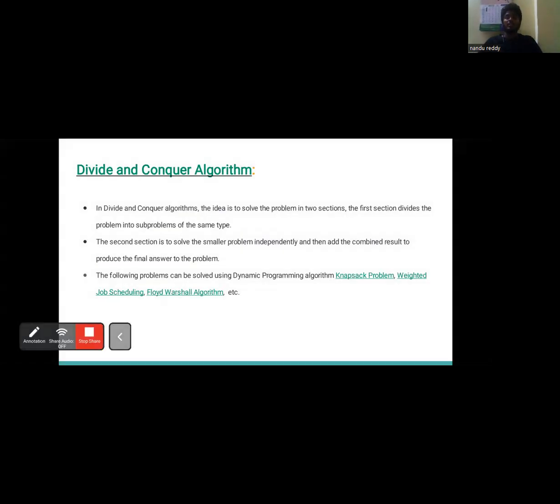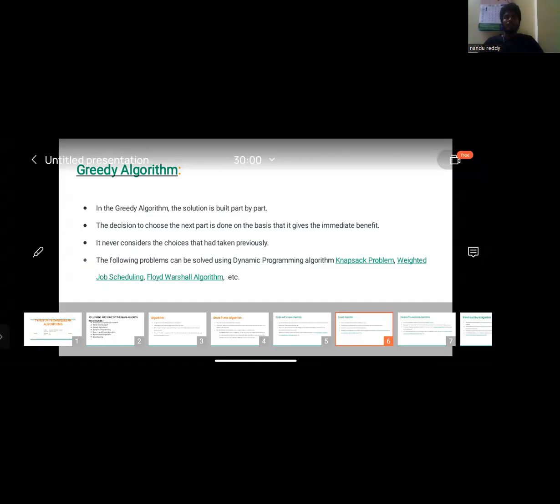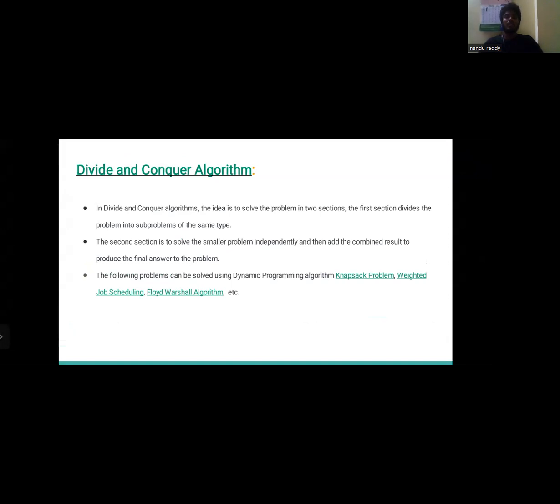Next, divide and conquer. This is the divide and conquer algorithm. In the divide and conquer algorithm, the idea is to solve the problem in sections. First, divide the problem into sub-problems of the same type. The second section is to solve the similar problems independently and then combine the results to produce the final answer to the problem.